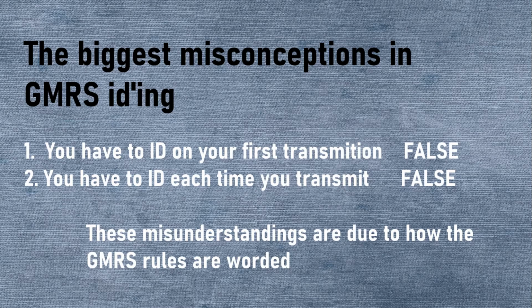The second one is that you have to ID each time you transmit. So each time you press the button on that microphone to communicate, that you have to ID. That is also false, because then why would there be a limit to ID within every 15 minutes?